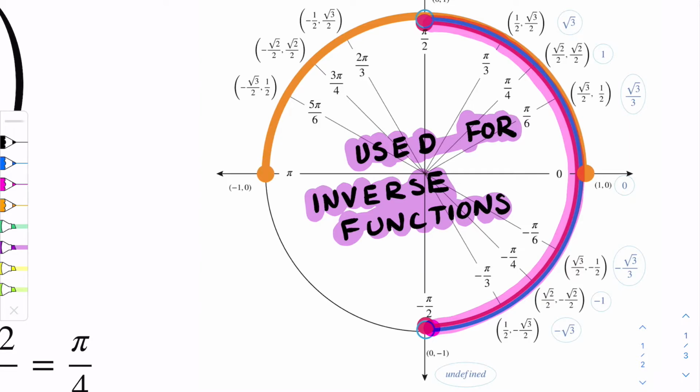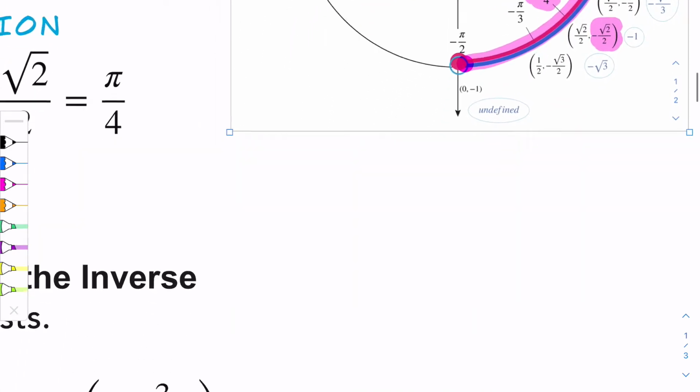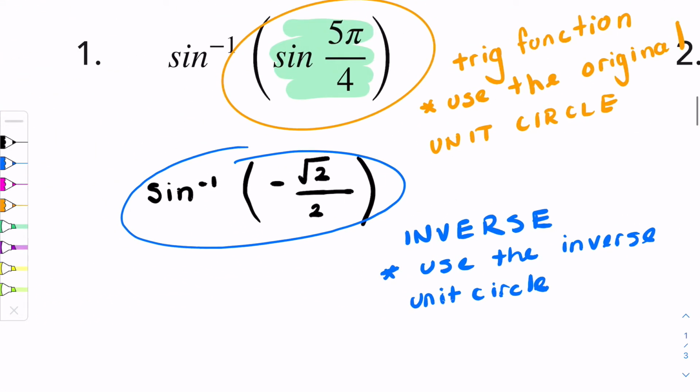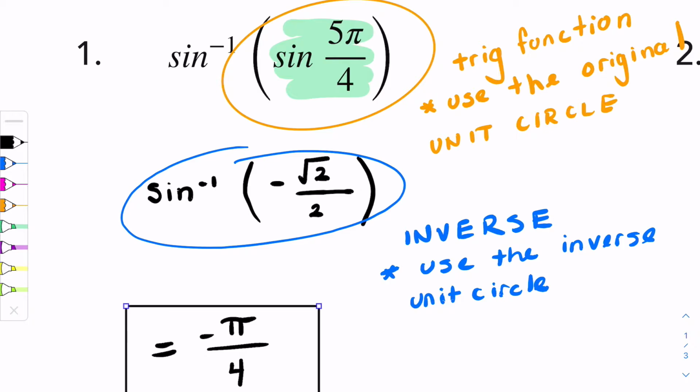So we're looking within these two quadrants for a sine value that's negative square root of 2 over 2. And that happens right here, corresponding with your answer of negative pi over 4. So now that we evaluated the total function, we know our final answer is negative pi over 4. And that's your answer. So you start with the inside and you finish by evaluating the outside function.